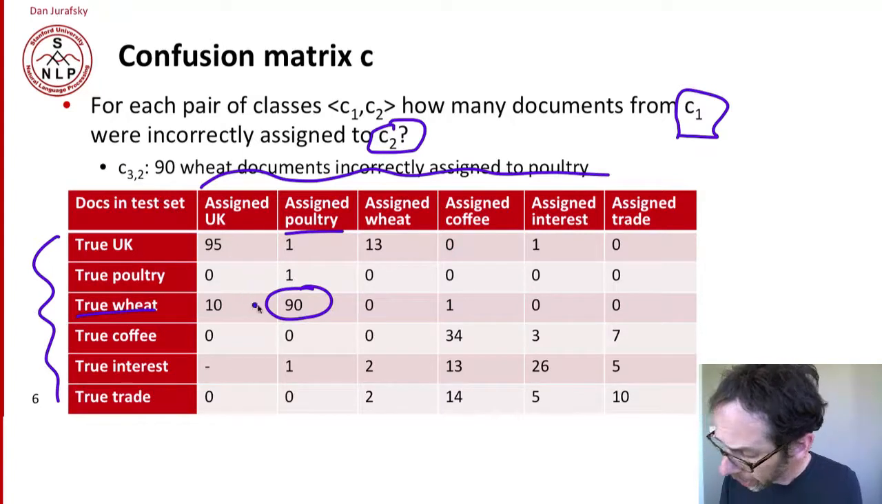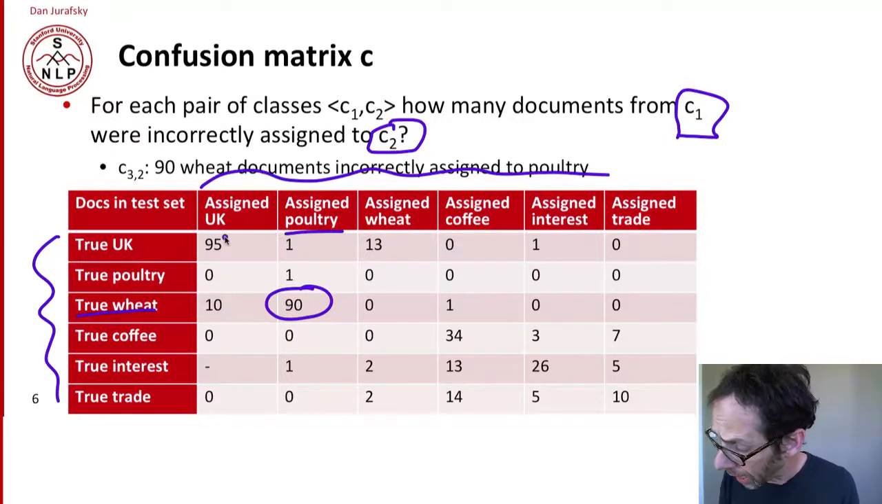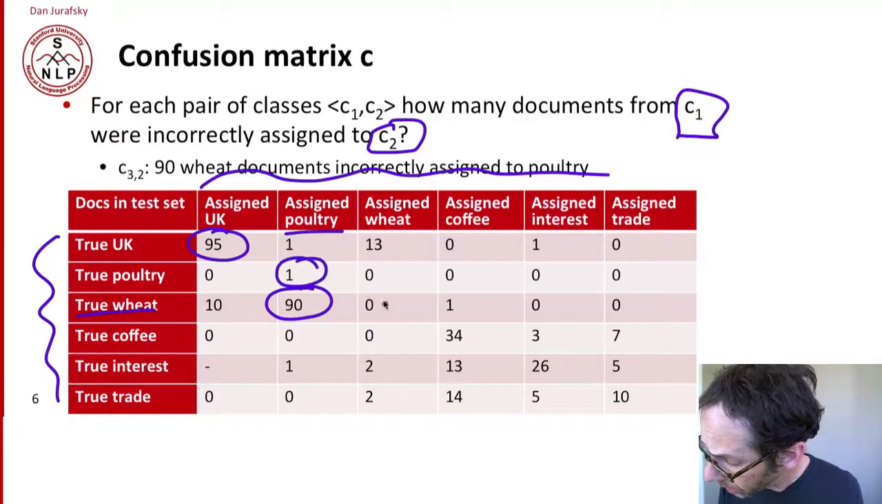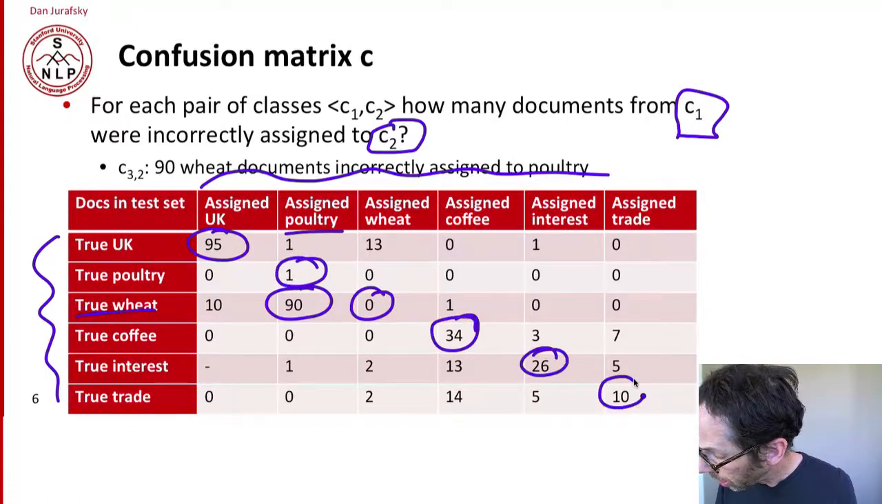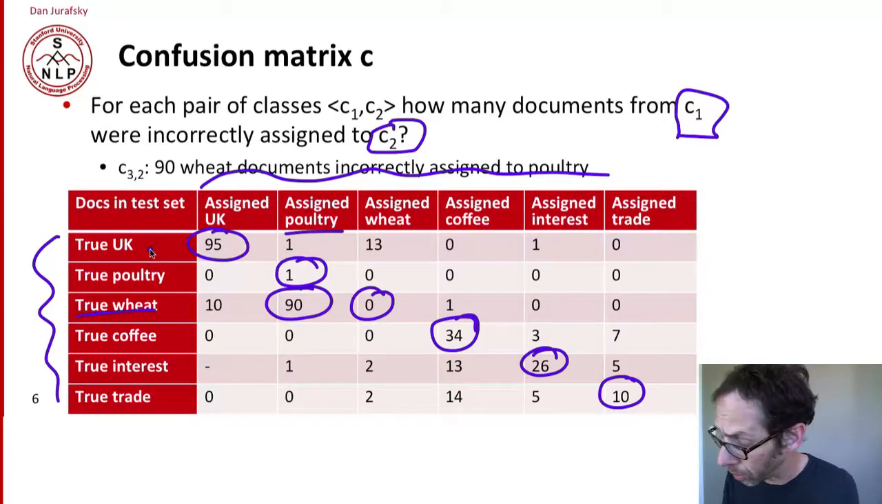Each cell of the matrix tells us how many documents of each class were classified in the other class, and that means that the diagonals of this confusion matrix give us the correct classifications. Here, 95 documents that we said were about the UK are in fact about the UK, and no documents that we said were about wheat are actually about wheat.